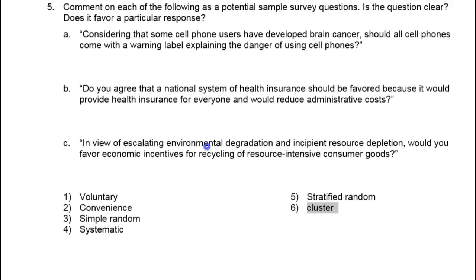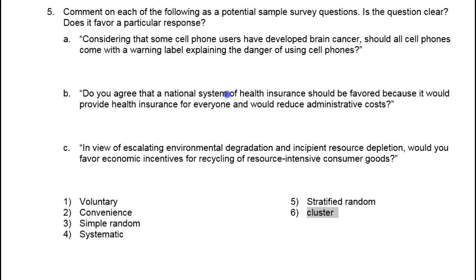Okay, what about this next question? Do you agree that a national system of health insurance should be favored because it would provide health insurance for everyone and would reduce administrative costs? Why is that biasing? It says a positive about it, and it doesn't really ask you. It says, would this be better? And then it says, why would be better, not why would be worse. Right, wouldn't this be better? It's going to give health coverage to everybody and reduce costs. Doesn't it sound great? Wouldn't this be a great thing? That's called a leading question. So that would be very biasing.